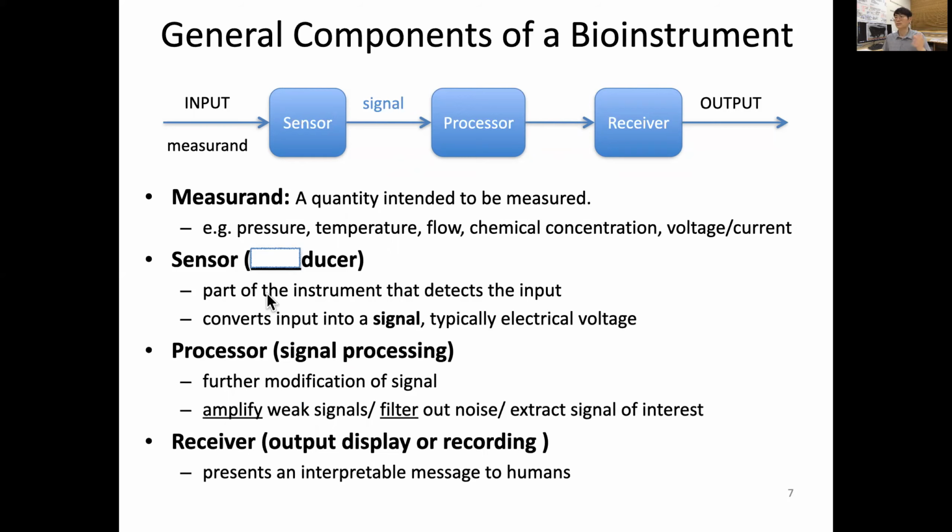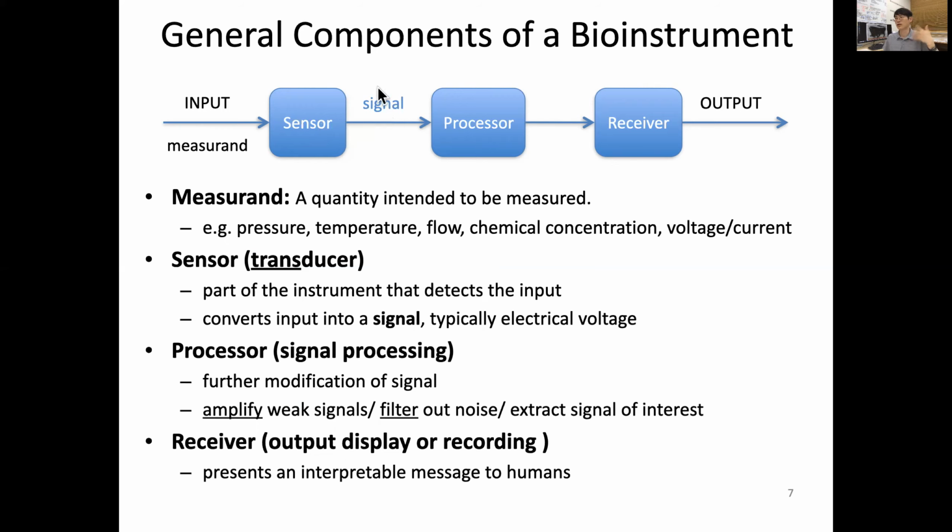A sensor is a part of the instrument that detects the input and usually converts it into a signal. Signals are now mostly electrical voltage. So the input can be a variety of physical or electrical entities that are converted into electrical voltage. A sensor is also called a transducer. You remember in cell signaling there is a signal transduction pathway, because transduce means converting one type of signal to another type of information. So a sensor is a transducer.